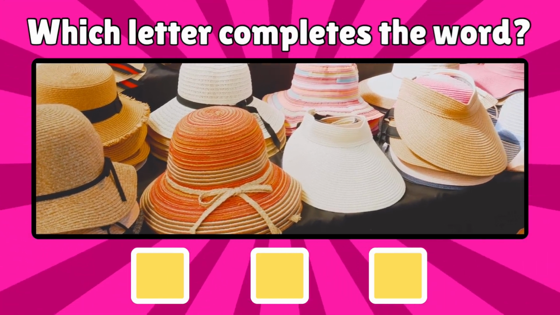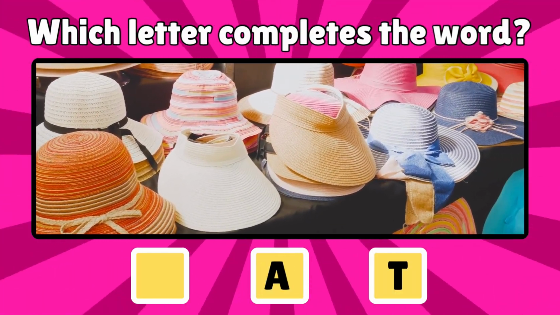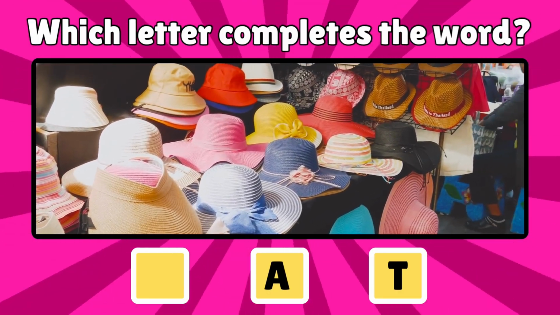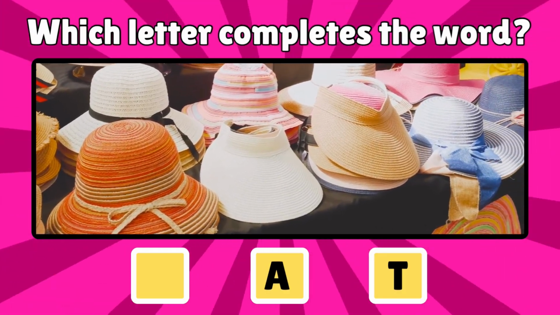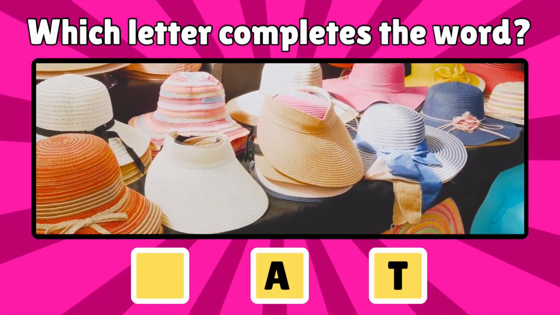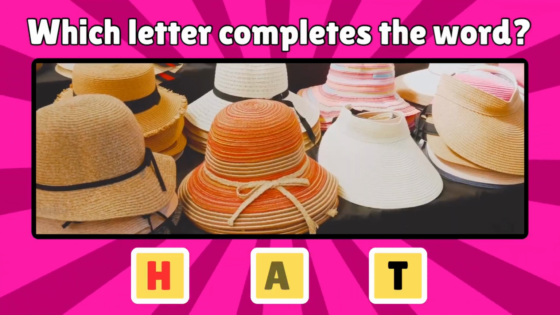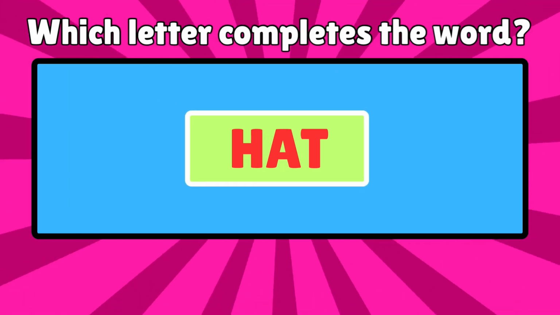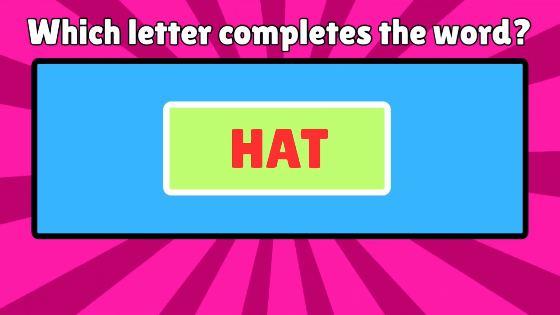Look at the picture. It is a hat. First letter is missing. A, T. Which letter completes the word? It is H, H, A, T. Hat. Can you say it again? H is for hat. Hat.